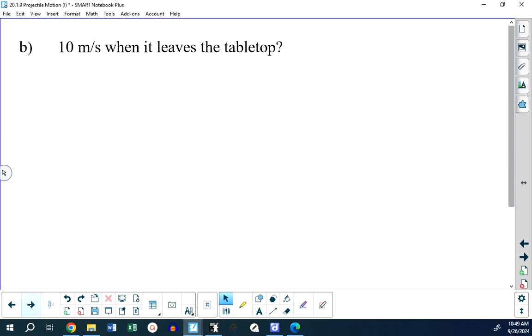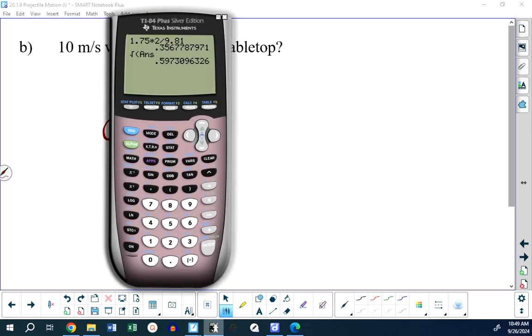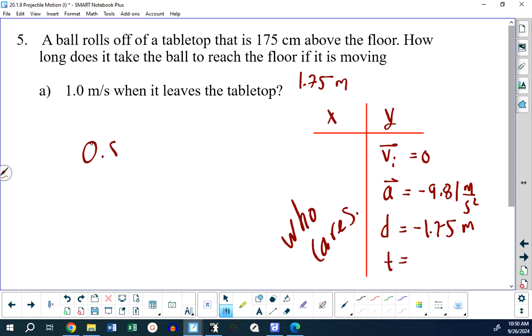What's the answer to B? Same time. Exactly. Because the vertical motion is independent of the horizontal. Since gravity acts down and we know the vertical distance, we can find the time it's in the air, regardless of what it's doing horizontally. So for both of these, well, I'll put 0.597 seconds. Based on the information in the question, we should probably round to 0.60, but I don't care.